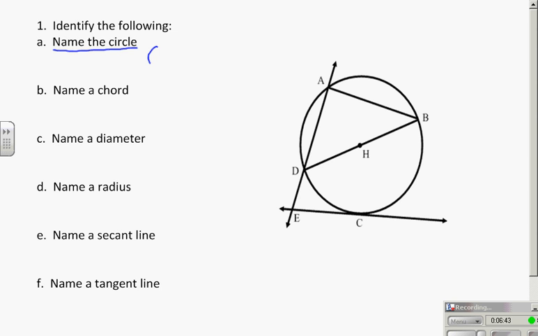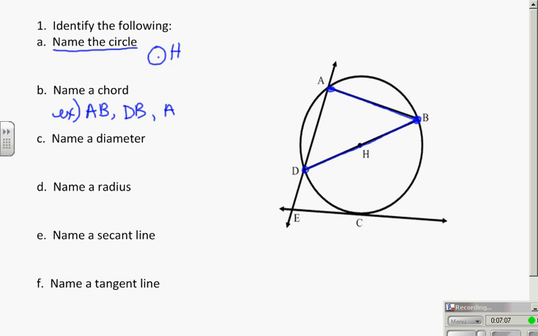So let's do a little bit of review. If we are going to name the circle, that's simple. We find the center, and it is just circle H. If we want to name a chord, there are several chords here. A couple of chords would be chord AB, endpoints on.